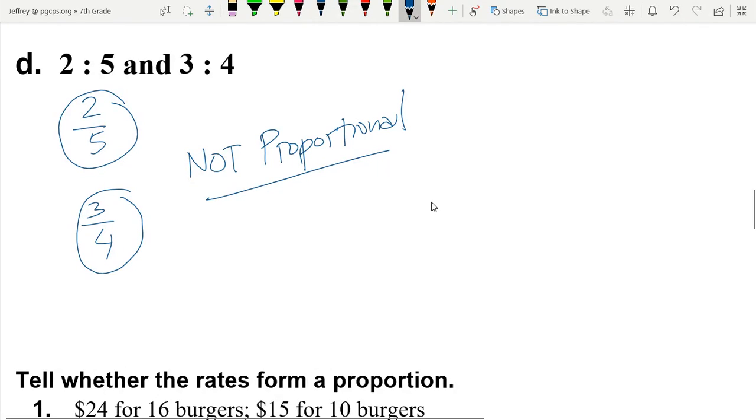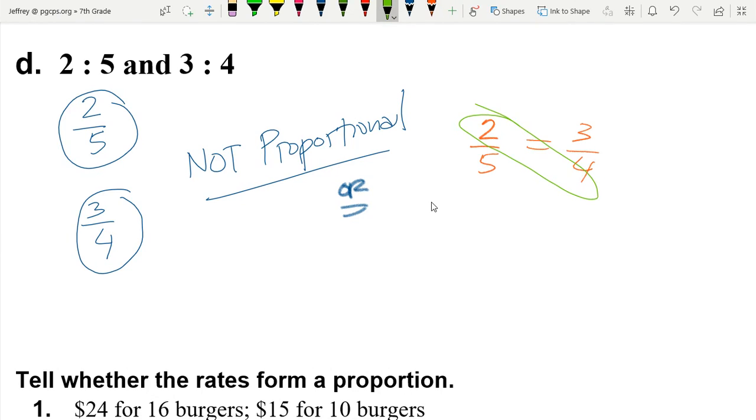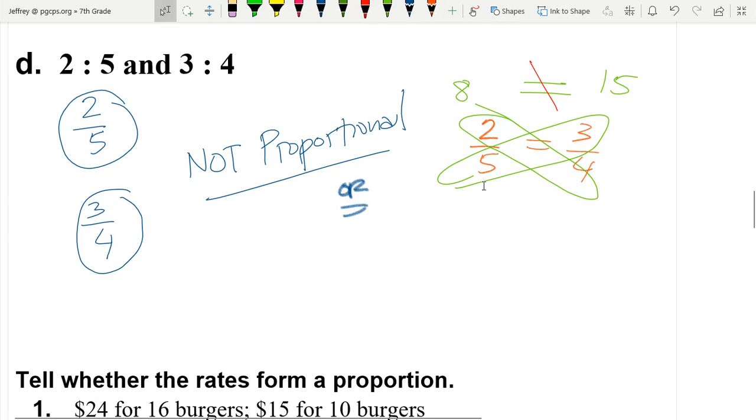Now, if you decided to do the cross products, you can still do it. So 2/5 is equal to 3 over 4. So we already know 2 times 4 gives you what? 8. 5 times 3 gives you what? 15. Is 8 equal to 15? And that is a no. So they're not proportional.